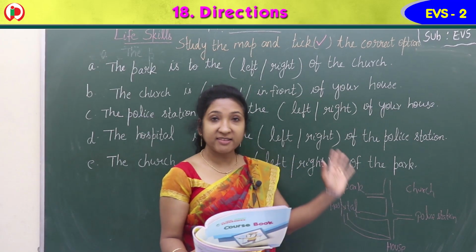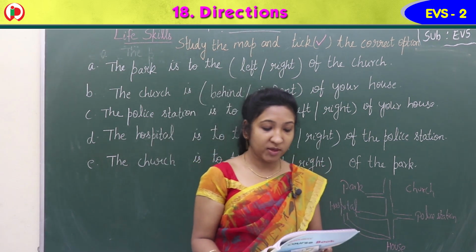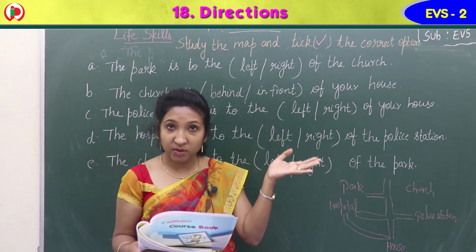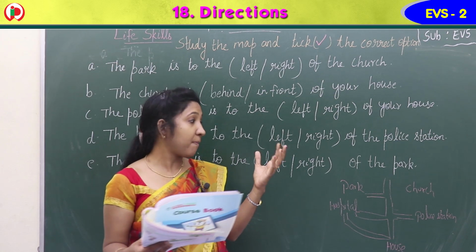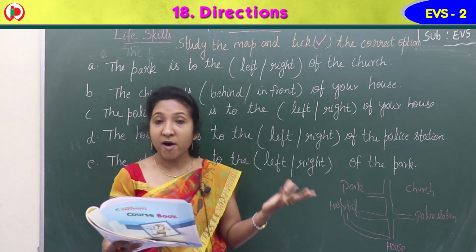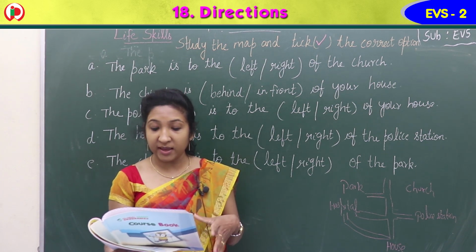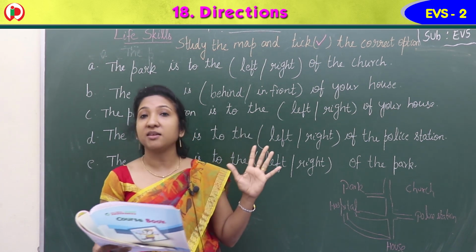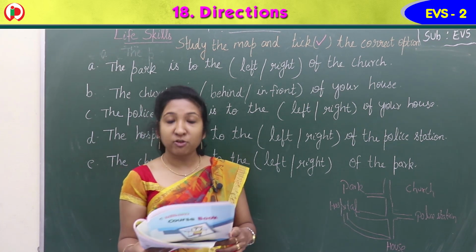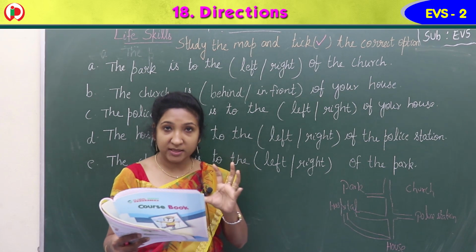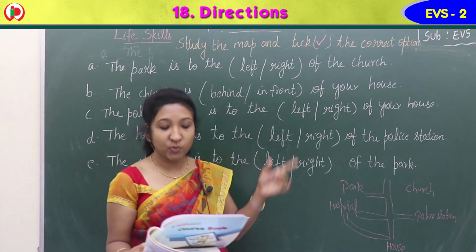Yes, children. So life skills: study the map and tick the correct option. There is an image, a picture given. In that you can see many images: a park, a church, a hospital, a police station, and a house. So five images are there in the picture. Observe the picture carefully, look at that map carefully, then tick the correct answer to each question.